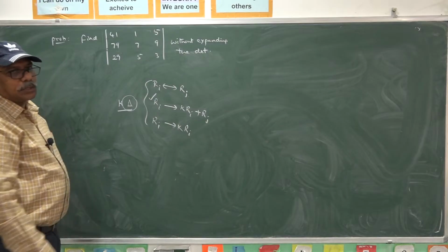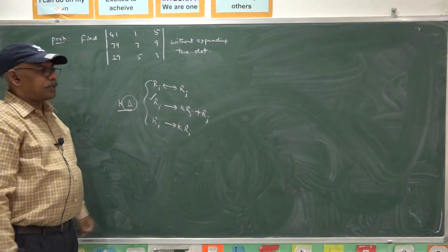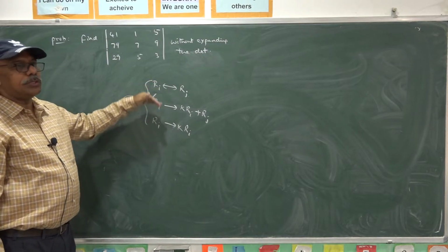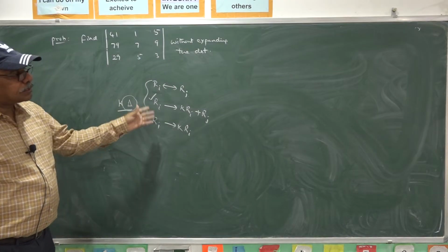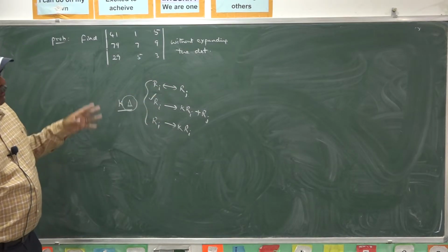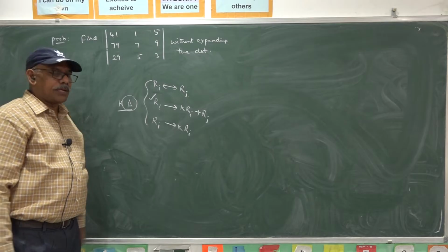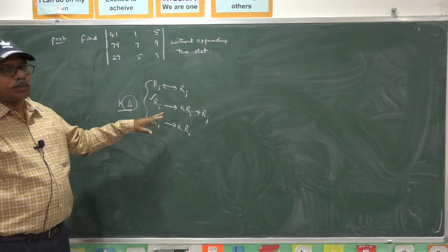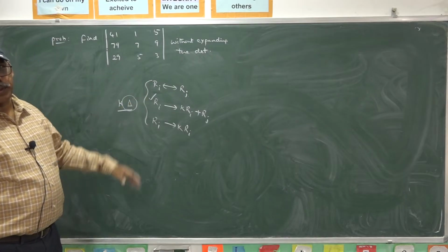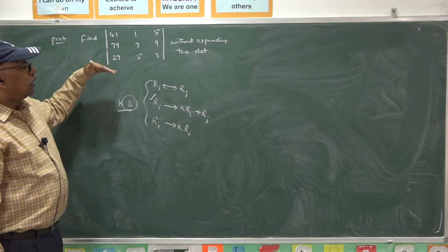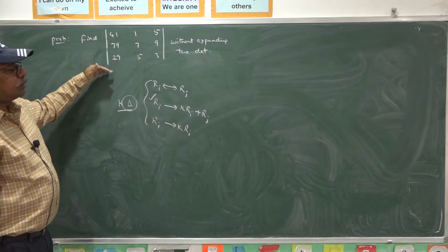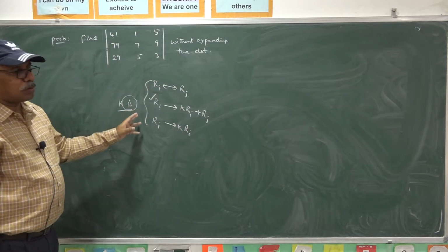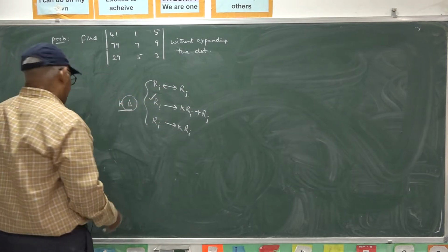So these transformations are said to be elementary transformations. Once you use rows, they are row transformations. Once you use columns, they are column transformations. You can use row transformations or column transformations in evaluation of the determinant. So in evaluation of the determinant, you can use either row or column transformations, or both.